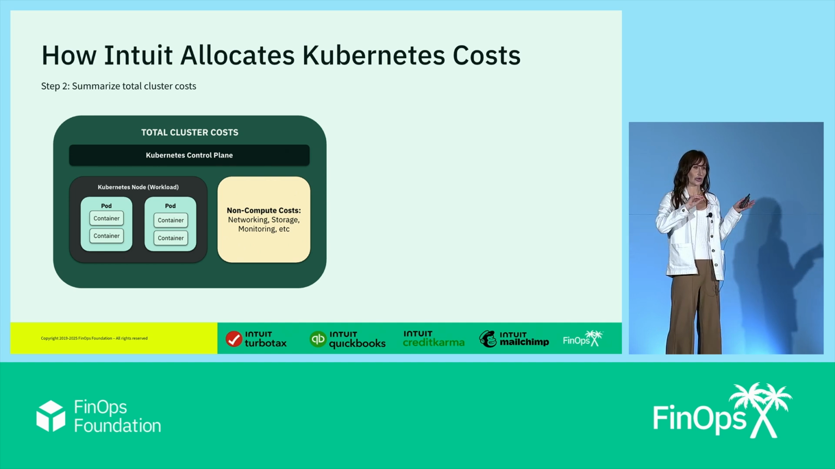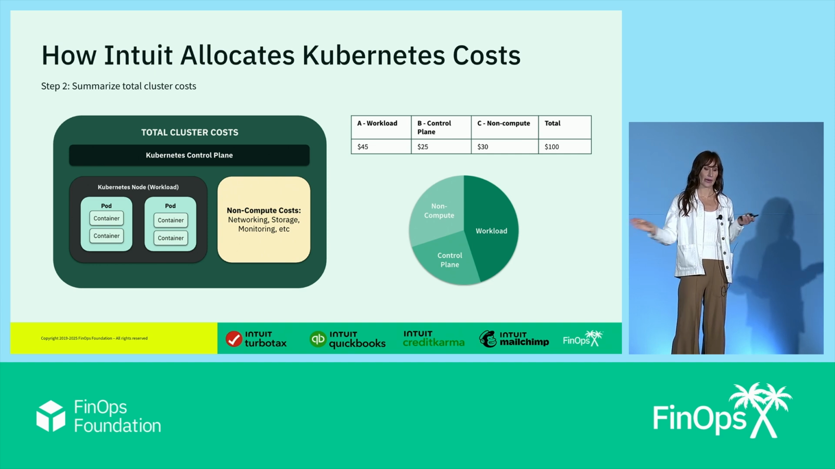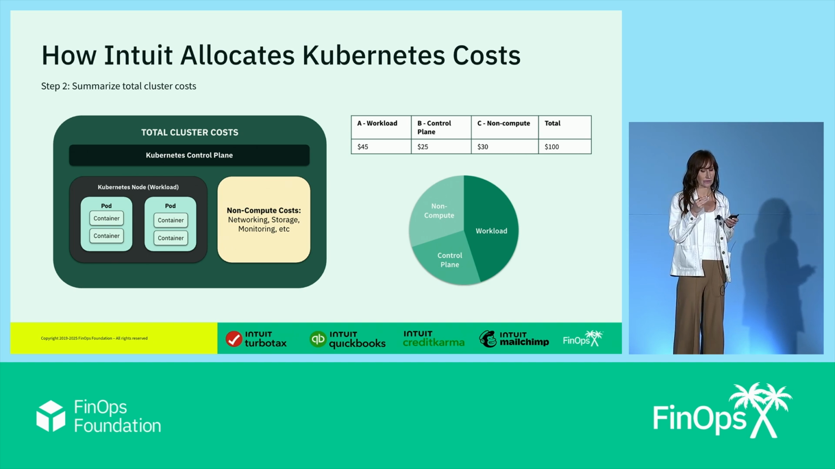We group these costs from the bill into these cost categories, and then we make these cost categories persist throughout our allocation process. So you can always go back and look at the workload, control plane, and non-compute of a specific IKS cluster.